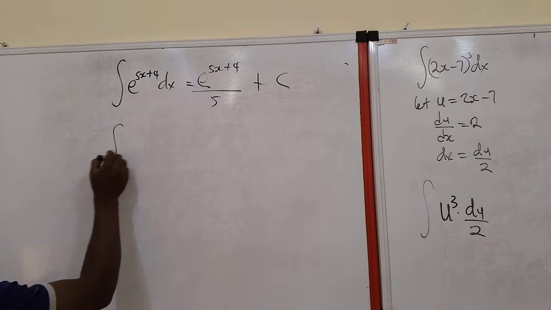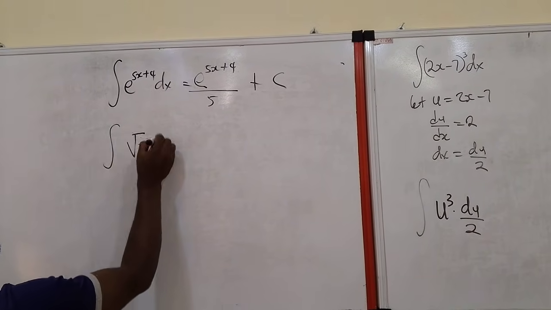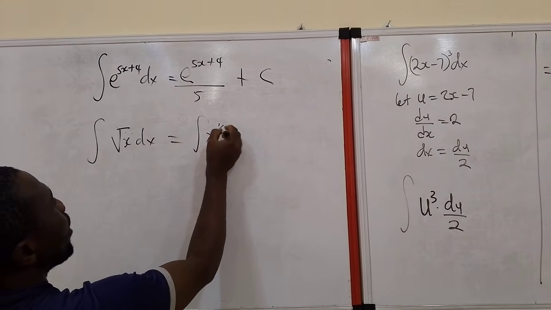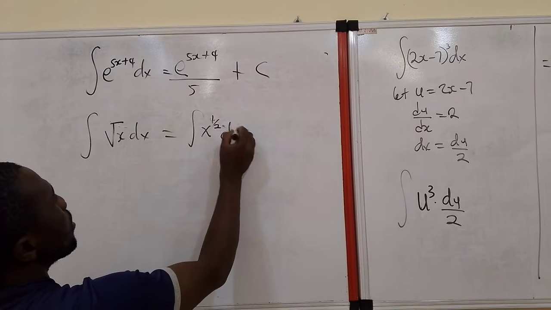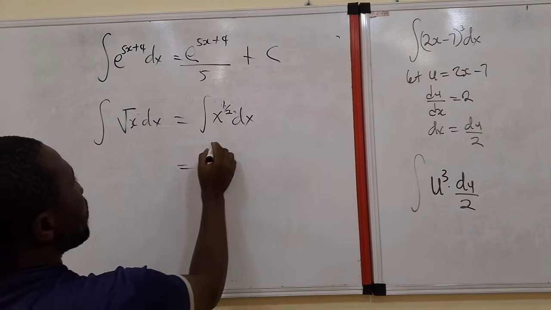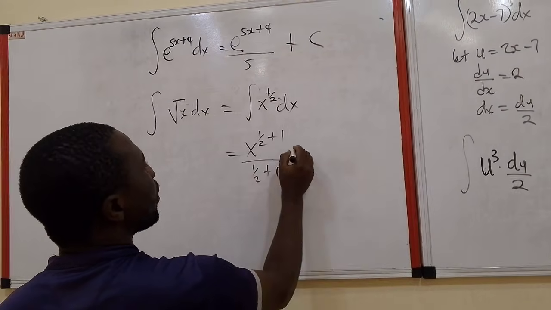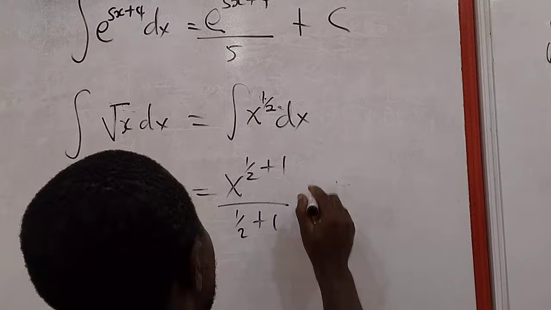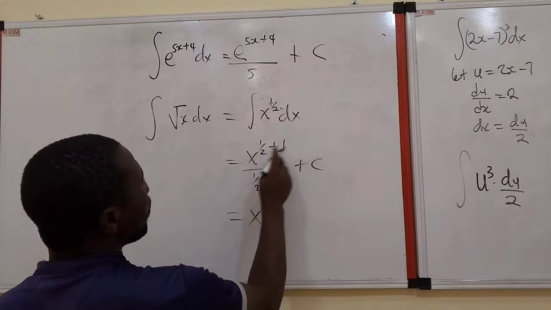If you are asked to integrate square root of x dx, this is equal to the integral of x raised by 1 over 2 dx. Now what do we do? This is equal to x raised by 1 over 2 plus 1, over 1 over 2 plus 1, plus c. So this will now give me x raised by 1 over 2 plus 1.